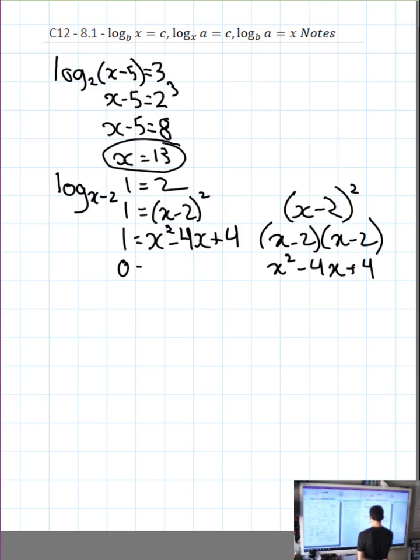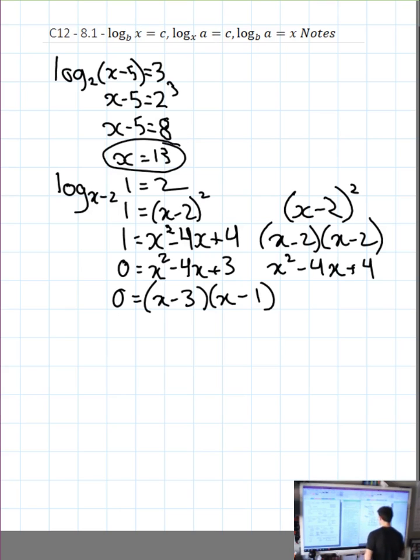If I subtract 1 from both sides, 4 minus 1 is positive 3. Then I can factor. Two numbers that multiply to get 3 and add to get negative 4 are negative 3 and negative 1. Then I can solve the equation: x equals 3 and x equals 1.